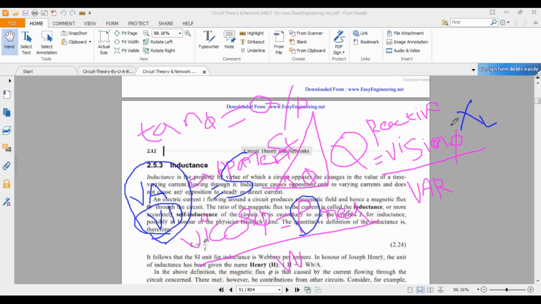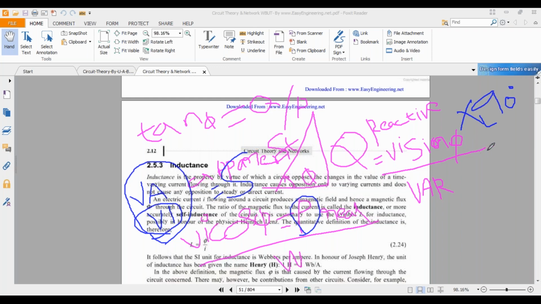Cos phi for the case of an inductor is equal to 0. The power factor of a pure inductor is equal to 0. That is, the phase angle between V and I in case of an inductor is 90 degrees. So the active power for the case of a pure inductor is equal to 0. Now the reactive power in a pure inductor is equal to VI into sin phi. Sin 90 is equal to 1. So the reactive power in the inductance is maximum, whereas the active power in the inductance is equal to 0.